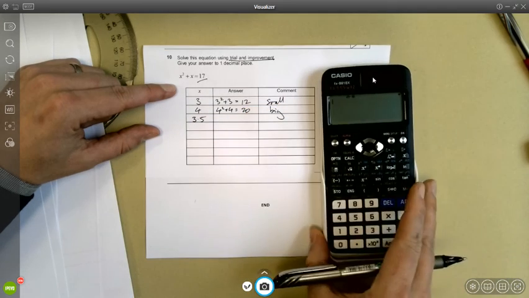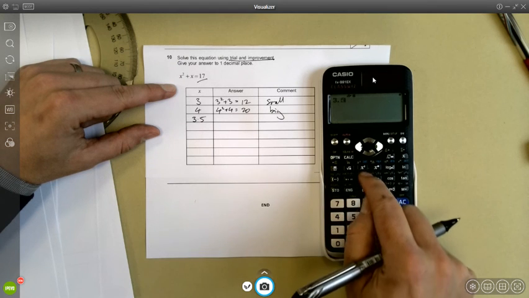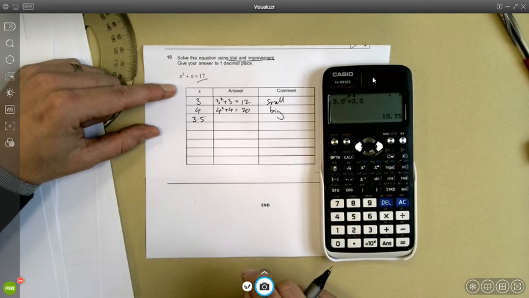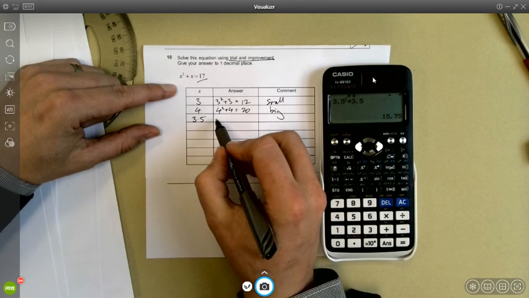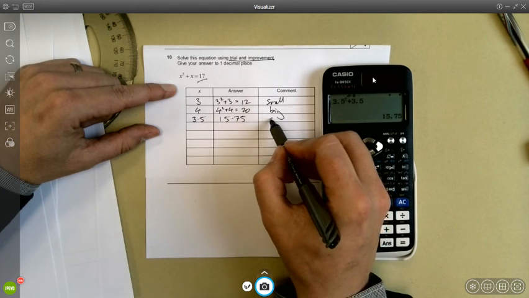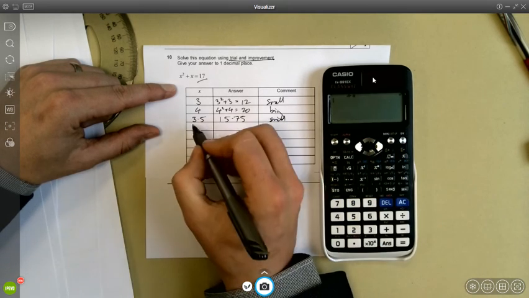And here's where you're going to get a chance to use a calculator. So we're going to do 3.5 squared, add on 3.5. And that is showing 15.75. So 15.75, always write it down. This is under 17, so it's too small. Let's go up a bit.